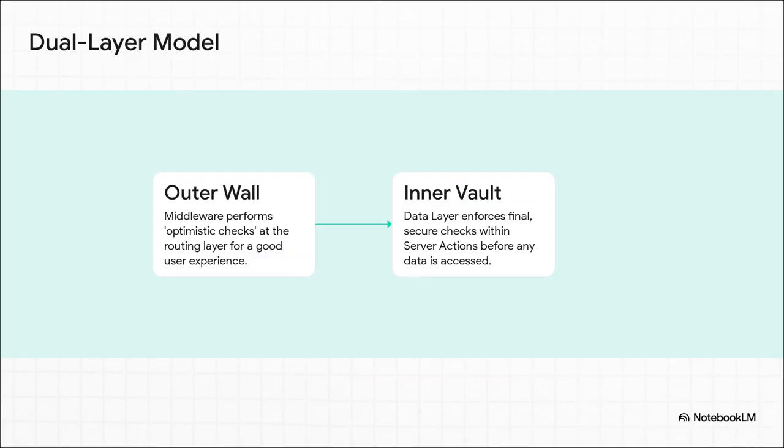And this gives us the dual-layer model. Think of it like a castle, right? Middleware is the big outer wall. It handles traffic, it turns away the obvious intruders, and it's great for the user experience. But the real treasure, your data, is locked away in an inner vault. And that vault needs its own guard, with a final, non-negotiable check happening right at the data source. A truly secure app has both.